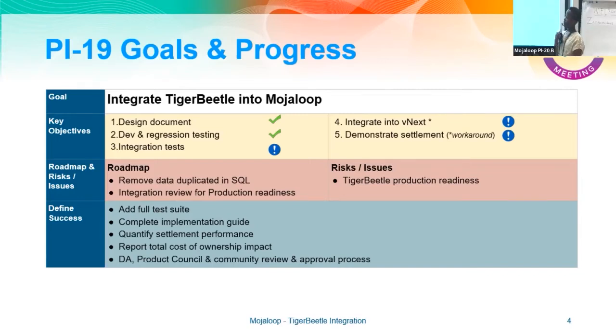And then number 5, we'll be doing a demo today. We do have a workaround, and I'll talk about what the constraint was that led us to the workaround, but demonstrating TigerBeetle running, or central service settlement running TigerBeetle.